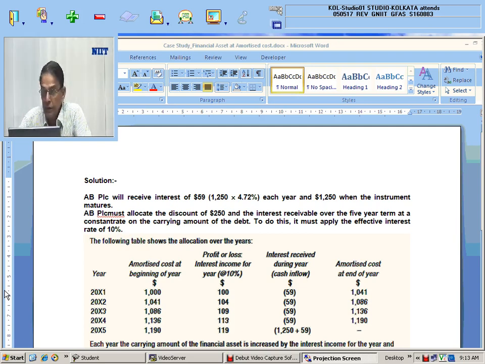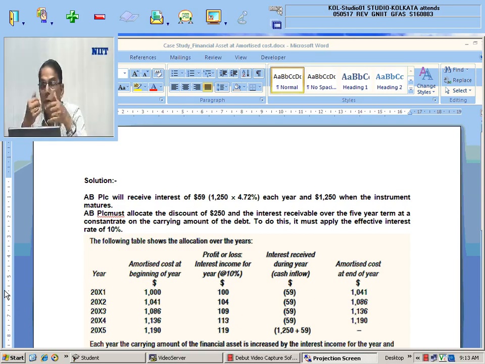For the fourth year, at 10%, interest on this amortized cost of the debt instrument will be 113. 59 is the annual interest received on the debt instrument, so the difference, 54, will be added to the amortized cost. The amortized cost becomes 1,190. And in the fifth year, the amortized cost at the beginning of the year is 1,190. At the 10% rate, interest on this is 119.